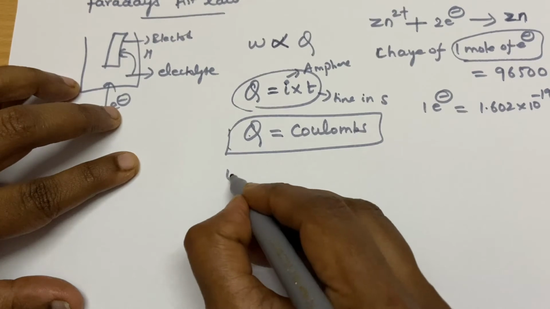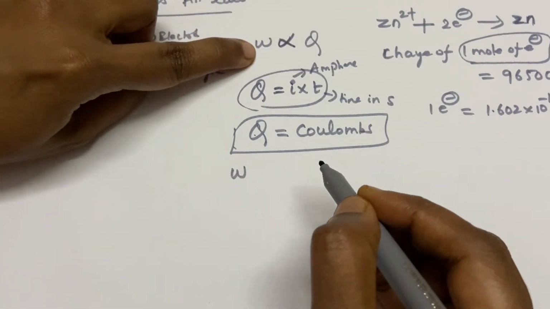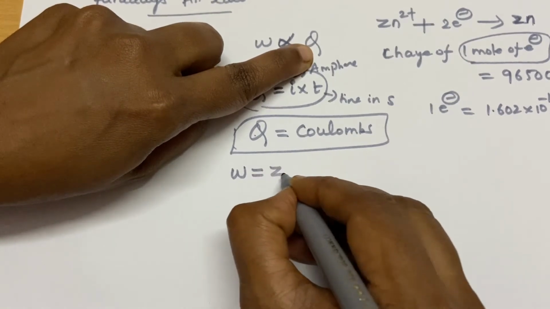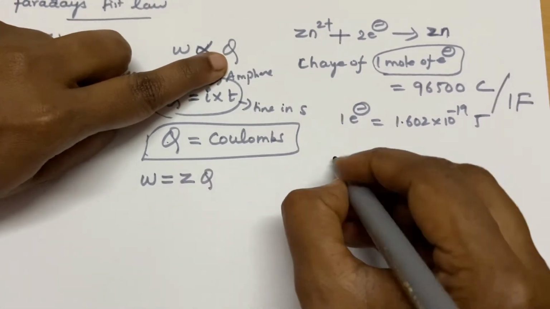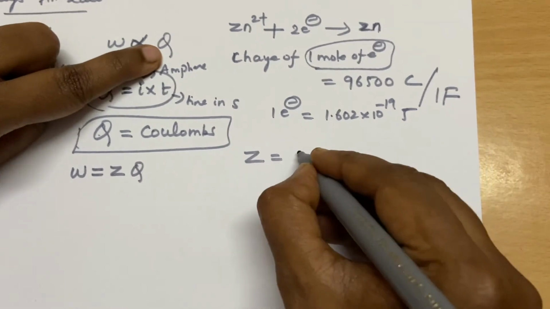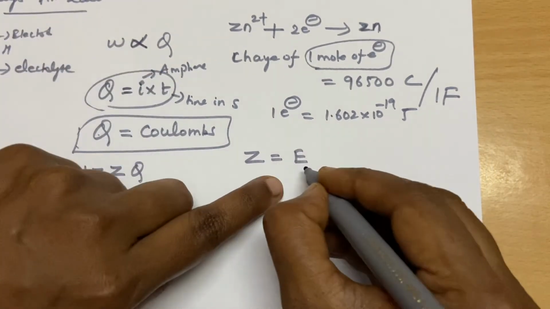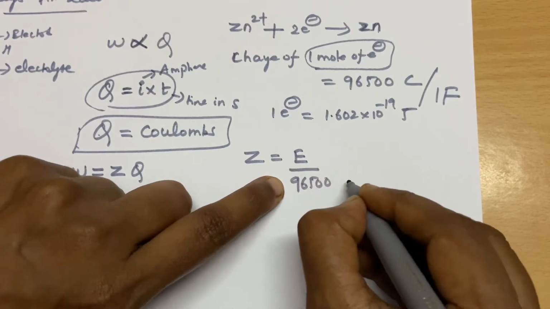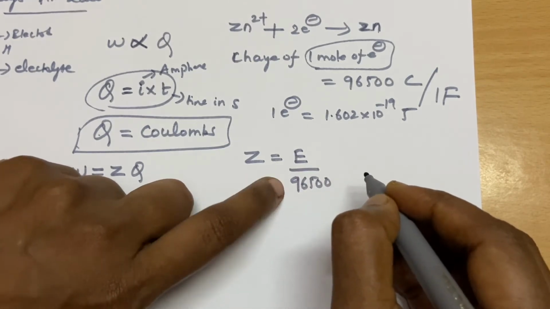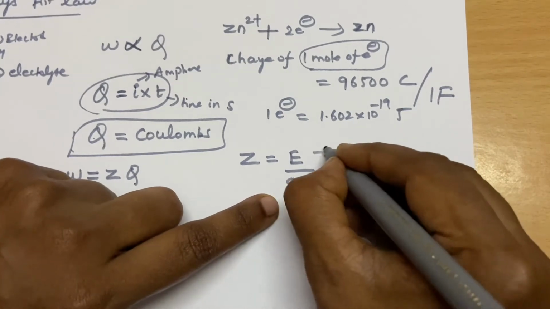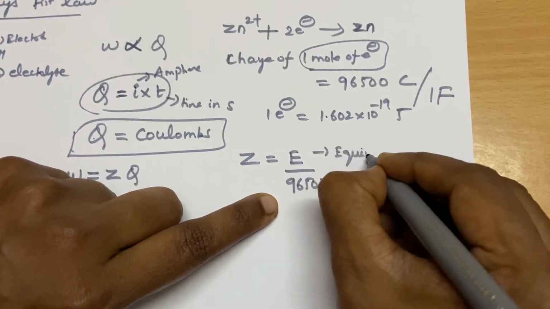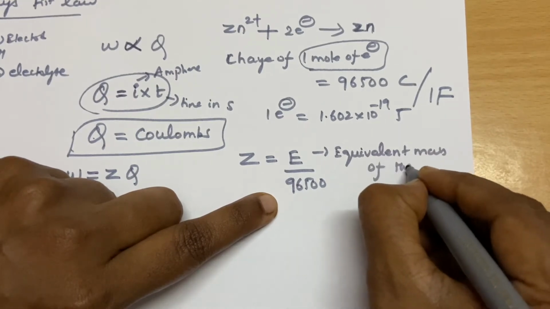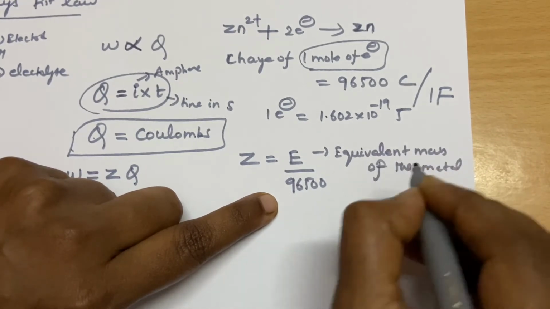Okay, so what is that proportionality constant? The weight of the metal deposited is proportional to Q, so the proportionality constant is equal to Z. Z is the electrochemical equivalent. What is that electrochemical equivalent? It is E divided by 96,500 coulombs, or Z is equal to E divided by 1 Faraday. What is E? It is the equivalent mass of the metal.